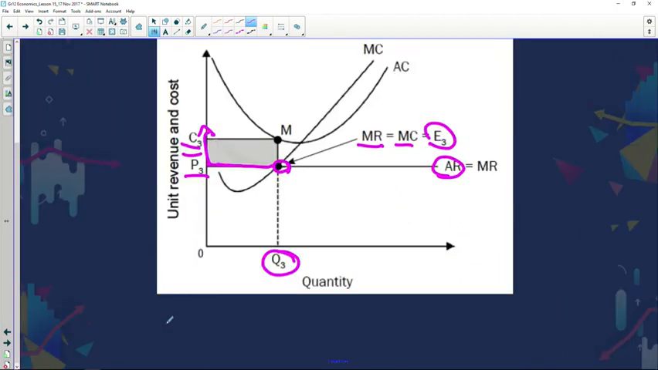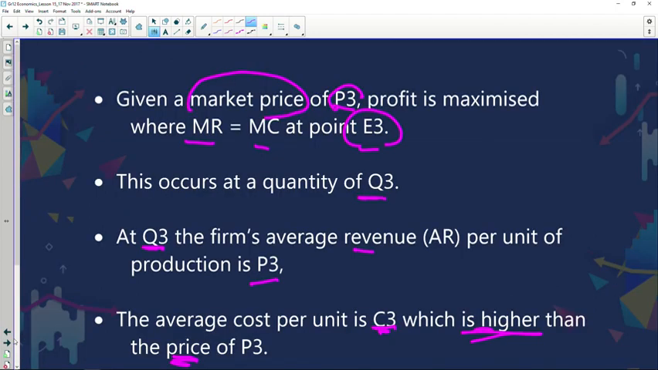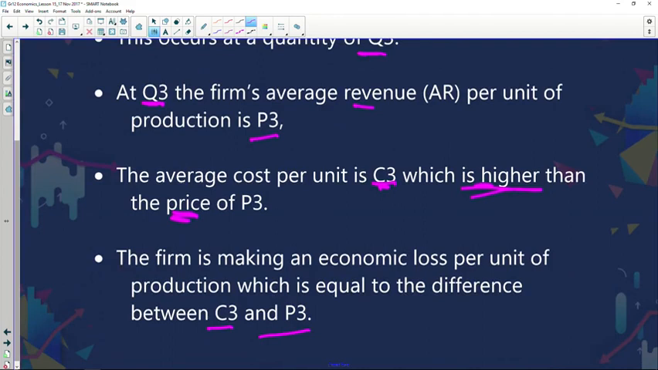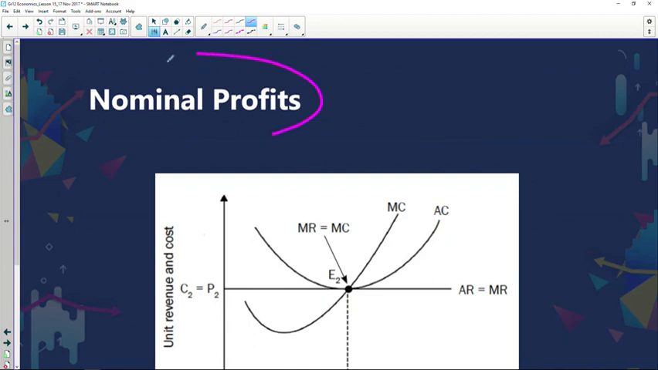But if our cost per unit was over here, that would be considered as an economic profit because our market price will be higher than the cost per unit. So we call that an economic loss. Okay, so this sums up what happens where a firm is making an economic loss per unit. So that means that your average cost per unit is higher than your market price, which is at P3. So what happens in a situation where we've got a nominal profit?